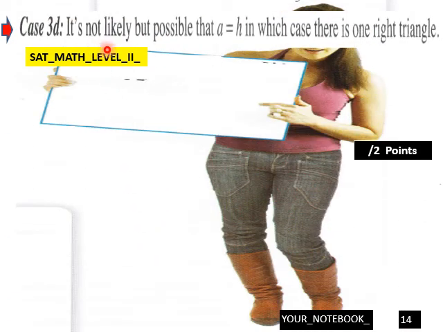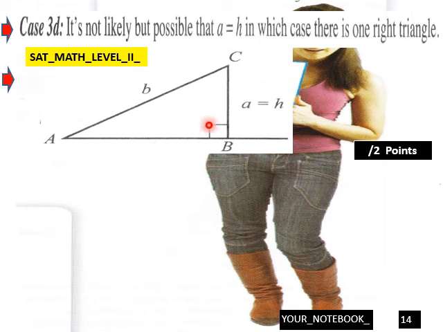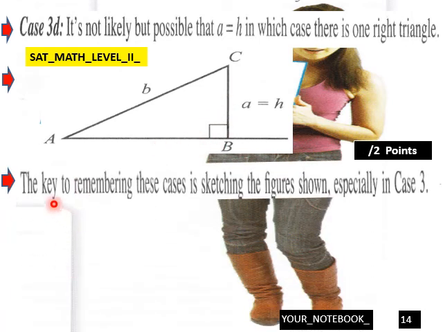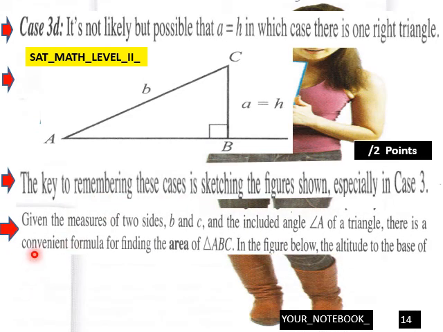Case 3d. It's not likely but possible that a equals h, in which case there is one right triangle. So here it is, a equals h, so you only have one triangle. The key to remembering these cases is sketching the figures shown, especially in case 3.